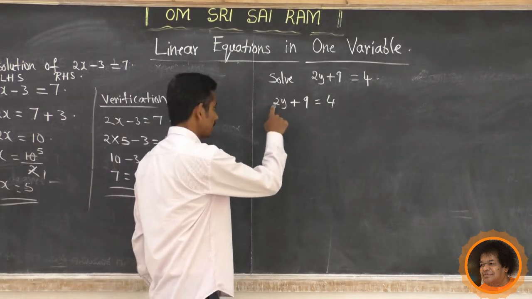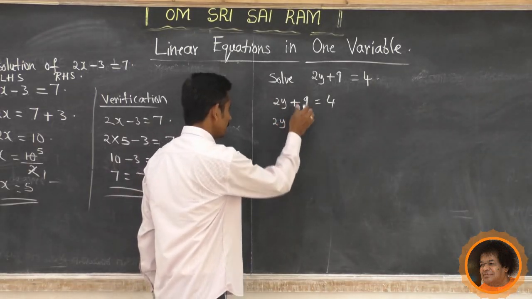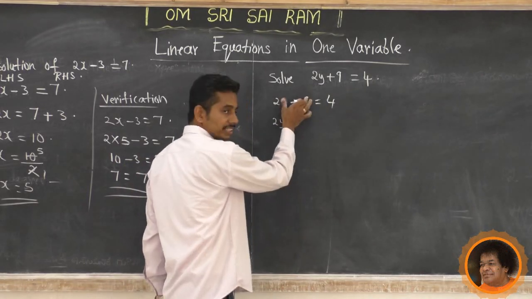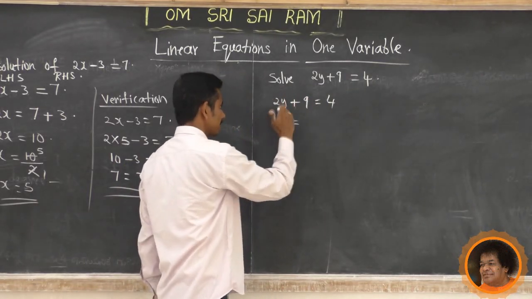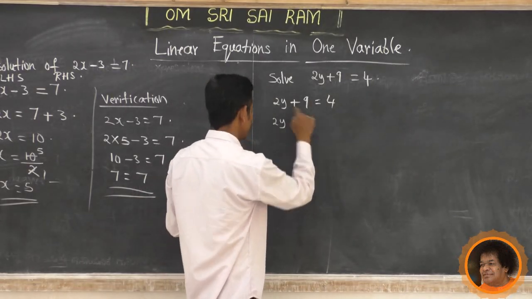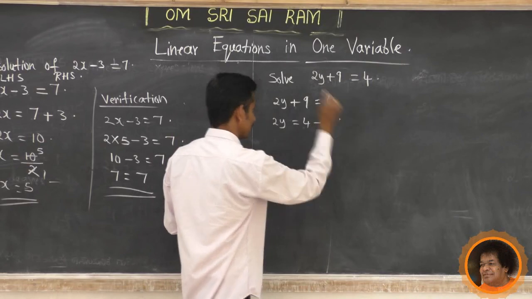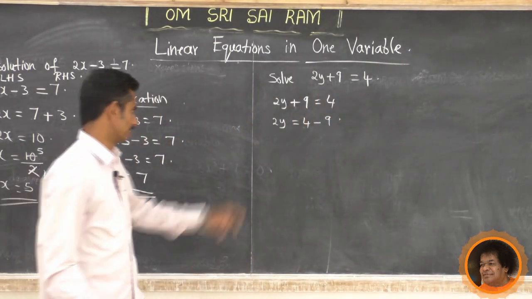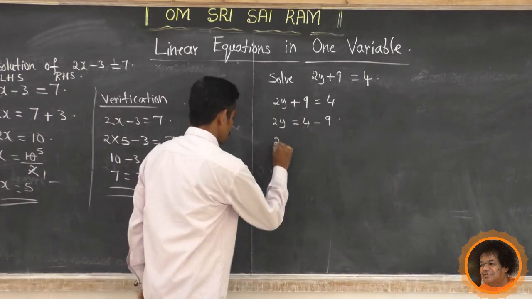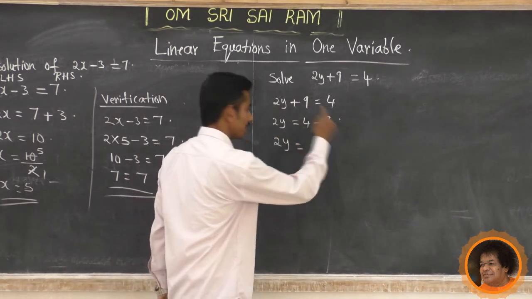y is already multiplied with 2. So 2y, plus 9 is in the left hand side. Transposed to the right hand side, it becomes, 4 is already given in the right hand side, plus 9 becomes minus 9. So 4 minus 9. Addition becomes subtraction. 2y equal to 4 minus 9.